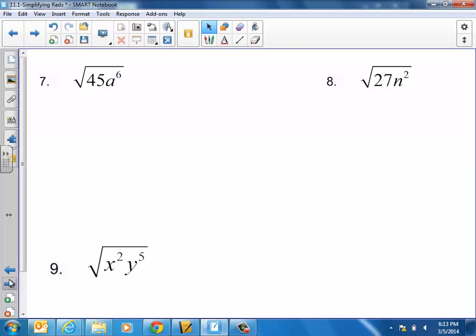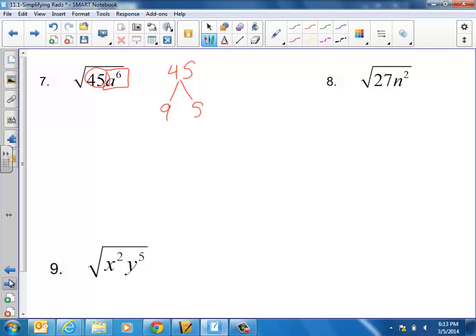All right, so what do you do when you have variables under the radical? Well, honestly, it's not that big of a deal. We're going to treat these as 2 separate pieces here. We have the 45 we're going to treat as one object, and the a to the 6 we're going to treat as another. Notice we only have 1 radical, so at this point we're going to plug the 45 into a factor tree. 45 breaks down as 9 and 5.